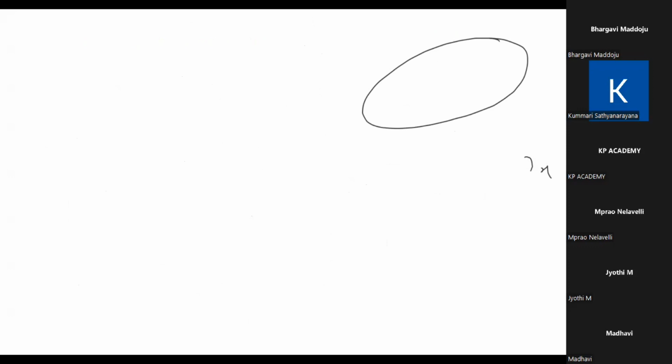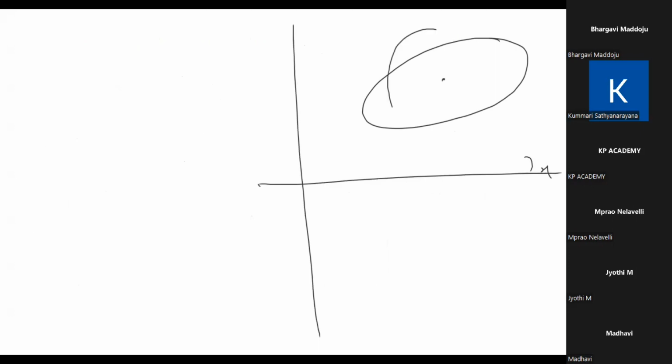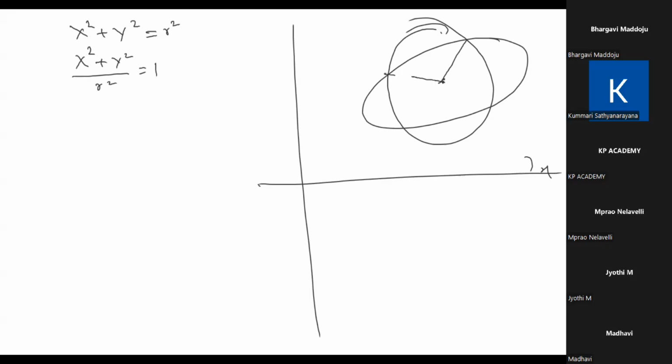So for this, what I'm doing, I'm considering a circle here with the same center. That is capital X square plus capital Y square equal to R square. So you have to homogenize, by R square is equal to 1. Here the radius becomes like this. This is R, this is R.